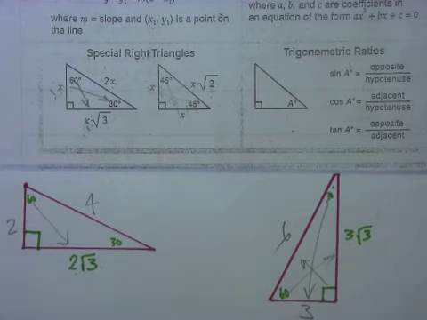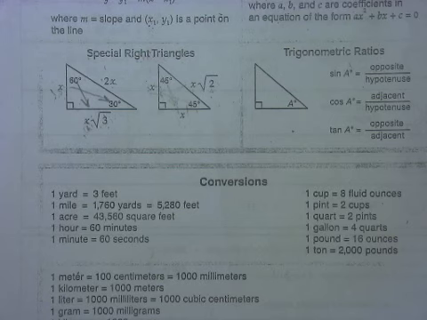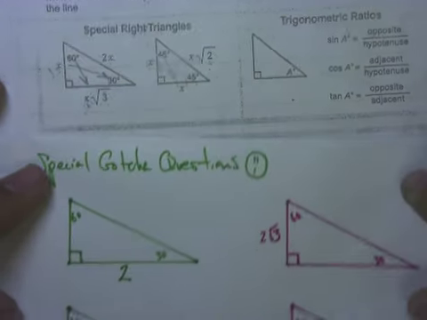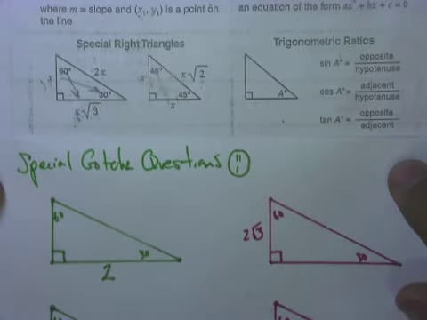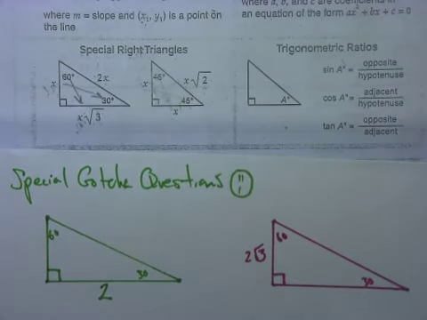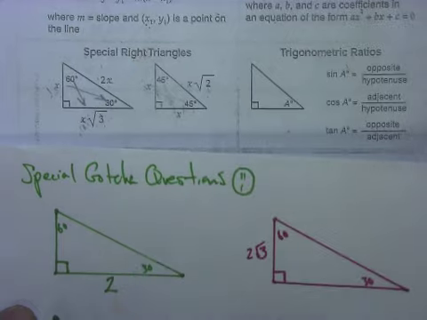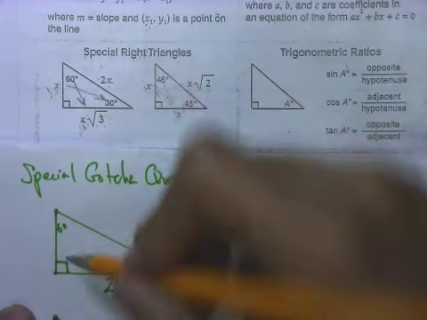Now, obviously, we all know that the questions in regards to special triangles are not always going to be this easy. There are going to be some gotcha questions. So let's take a look at what those gotcha questions might be, and let's see what shortcuts we can use to deal with them. Here's a good example.